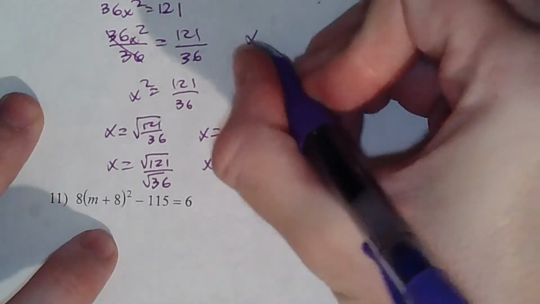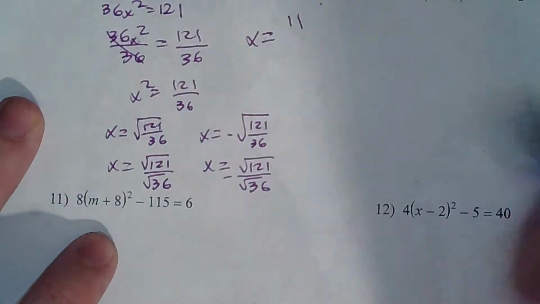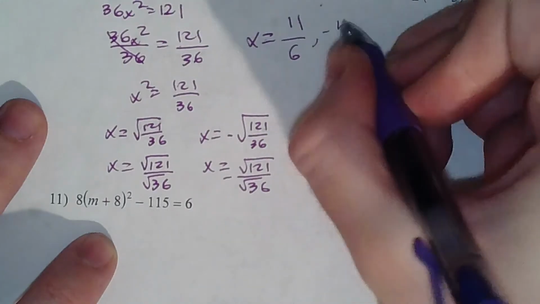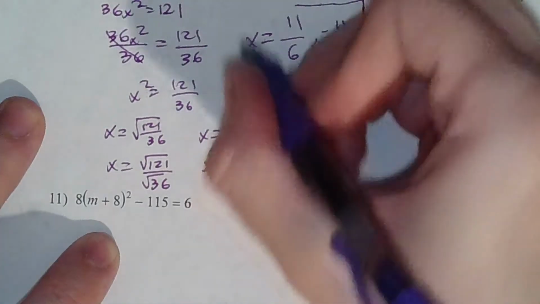So it turns out that x is 11, and then the square root of 36 is 6. So we got x is 11 and negative 11 over 6. Got both of those answers.